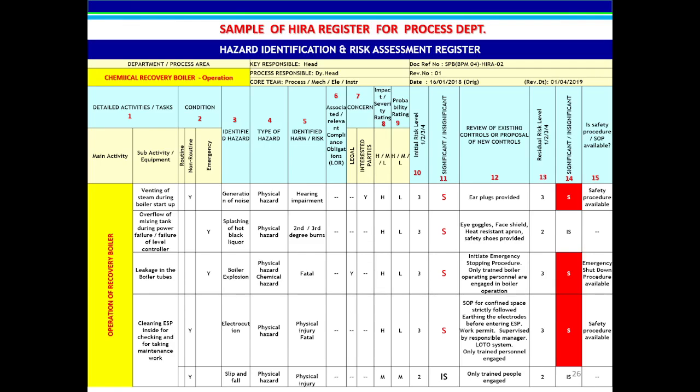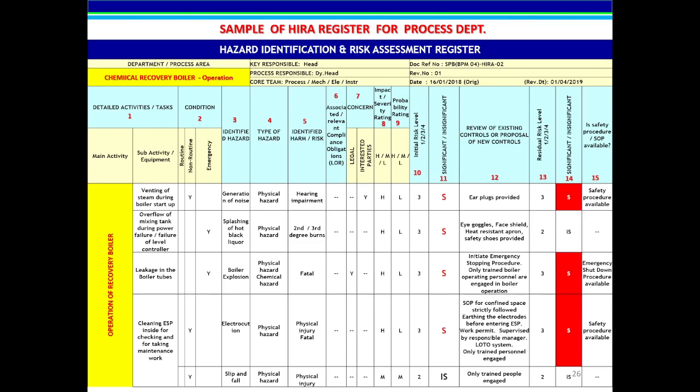Similarly, in the ninth column, for the probability rating, you need to spell out whether it is high, medium, or low. In the 10th column, you need to refer to the severity versus probability matrix and write down the appropriate risk, which is termed here as initial risk, whether 1, 2, 3, or 4. In the 11th column, state whether the risk is significant or insignificant.